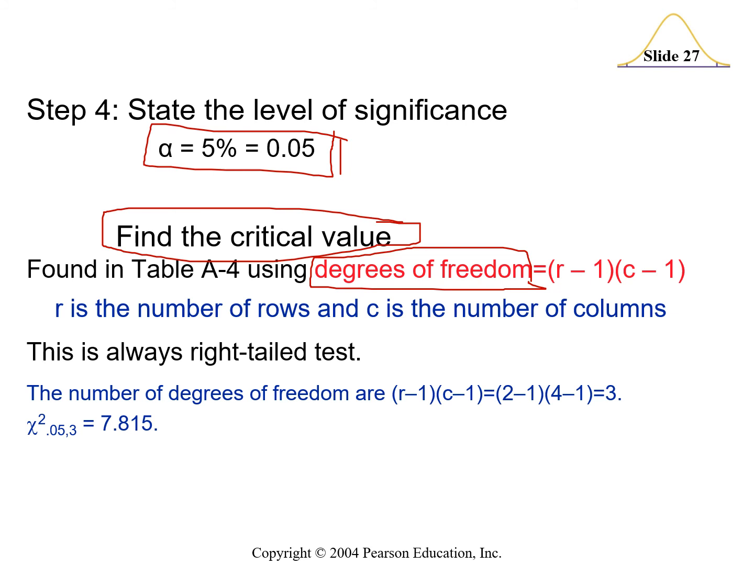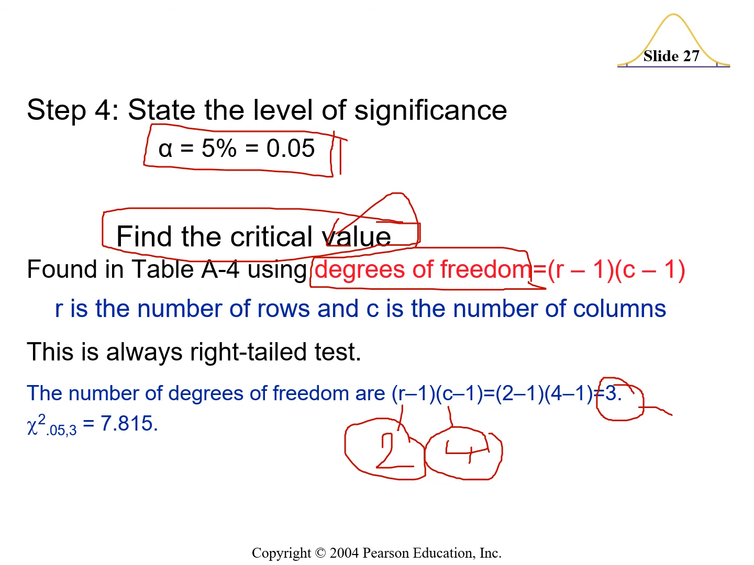In our example, we have 2 rows and 4 columns, because we have 2 categories in the first variable, survival, and 4 categories in the second variable, each gender. So it is 2 minus 1 times 4 minus 1, so the degrees of freedom is 3. The concept of degrees of freedom is very important in the chi-square test and in statistics in general. We can later discuss this concept in detail, but here you need to know how to calculate the degrees of freedom in order to identify the critical value.